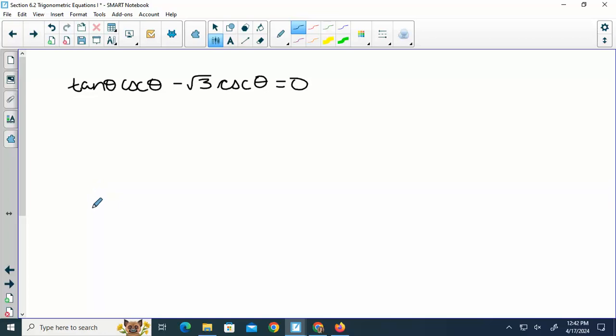Let's solve this one. This one is already equal to 0. So we need to start with the greatest common factor. What can I take out of both? If I take out my cosecant theta, I'm left with tangent theta minus radical 3 equals 0. So if two things multiply to equal 0, you set them equal to 0.